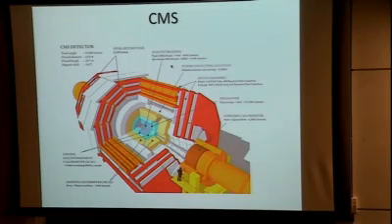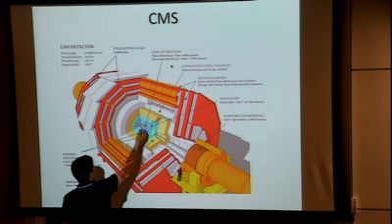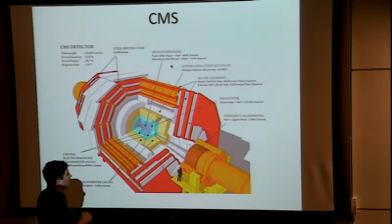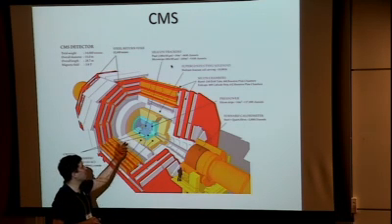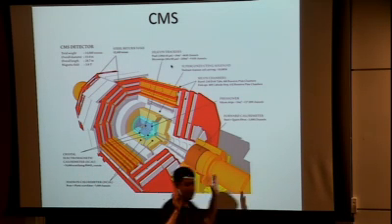Here's CMS. It's the same design. It's compact, although it's still enormous, as you can see from this person. It's the same basic idea: an inner detector with a tracking system. Then there's the electromagnetic calorimeter and the hadronic calorimeter. Their electromagnetic calorimeter is lead tungstate instead of liquid argon. Their hadronic calorimeter has brass plates instead of iron. But basically they're the same.